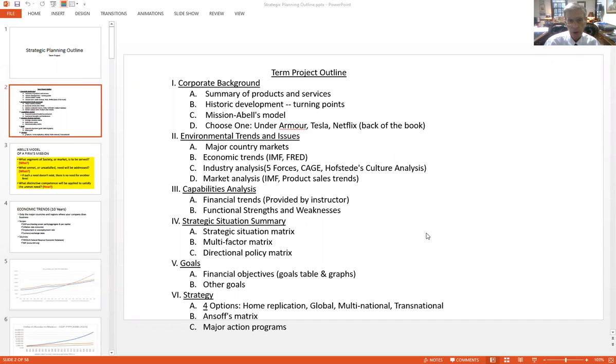An overview of the corporate background, including a summary of products and services, turning points in the company's history, not the entire history, but changes that occurred to make the company what it is and to explain how it became what it is today from what it was in the beginning.